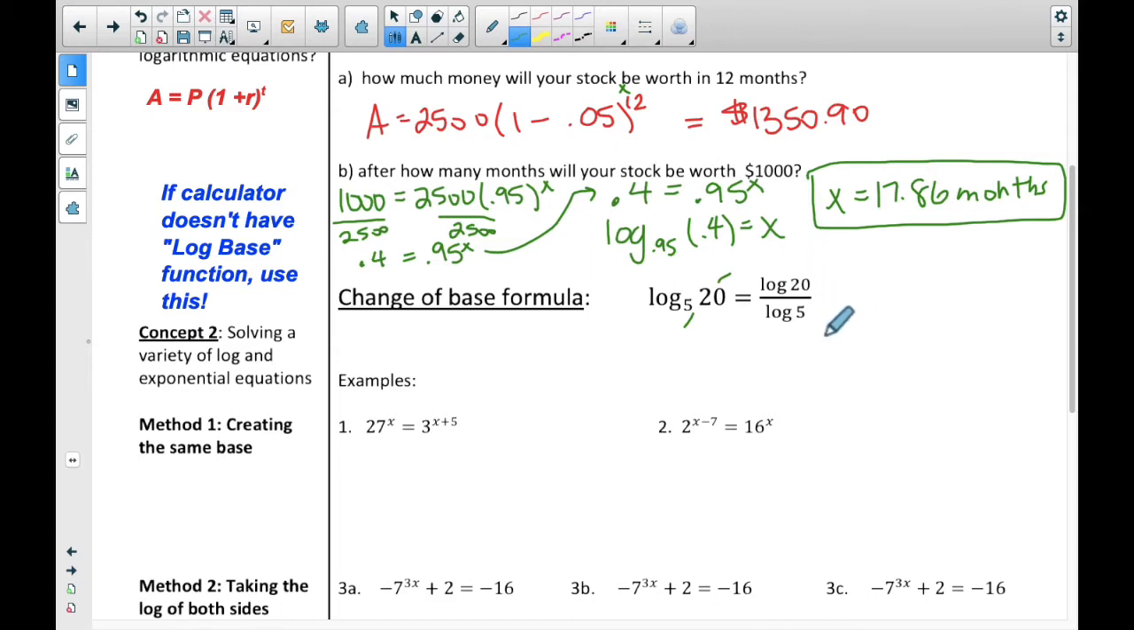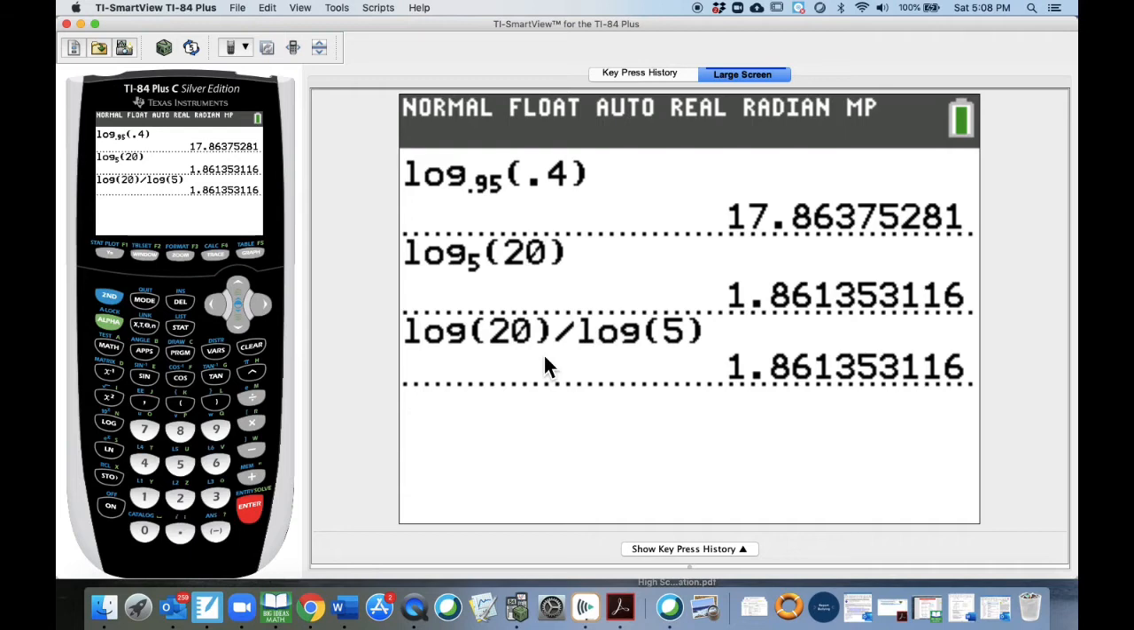Anyway, if you plug those into your calculator, that will give you the same answer. So you might take a second right now just to check it and see what you come up with. Okay, so I put this into my calculator. You can see that log base 5 of 20 is the same as the log of 20 divided by the log of 5. They came up with the exact same answer.